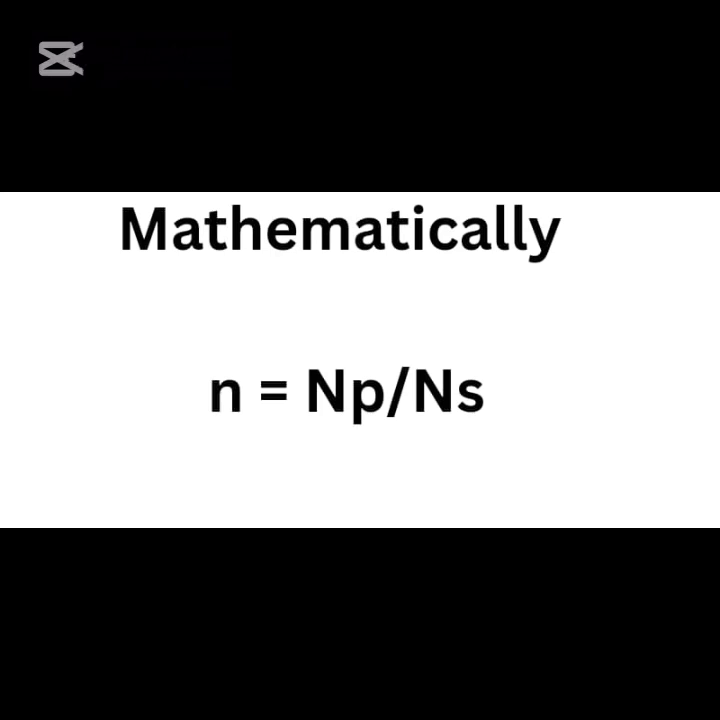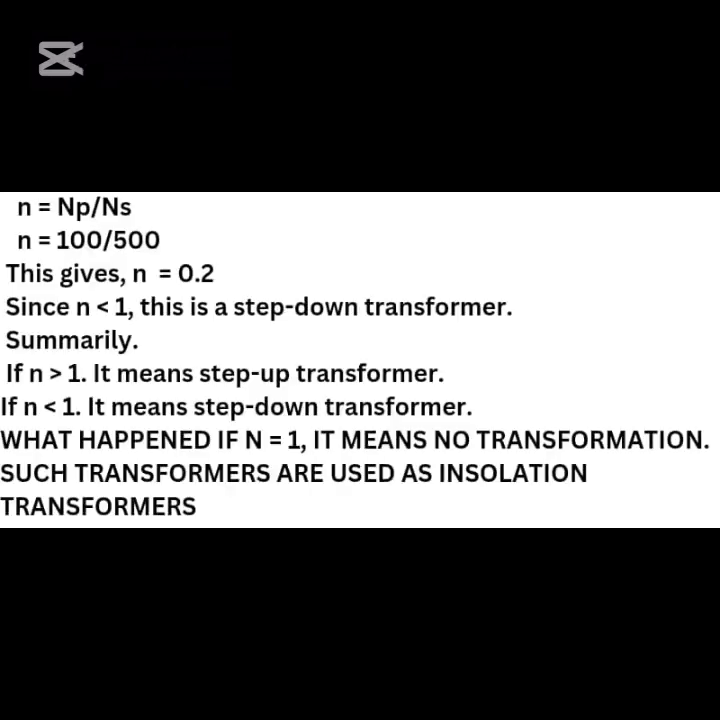Let's use an example. Suppose we have a transformer with 100 turns in the primary coil and 500 turns in the secondary coil. N equals Np divided by Ns, equals 100 divided by 500. This gives N equals 0.2. Since N is less than 1, this is a step-down transformer.